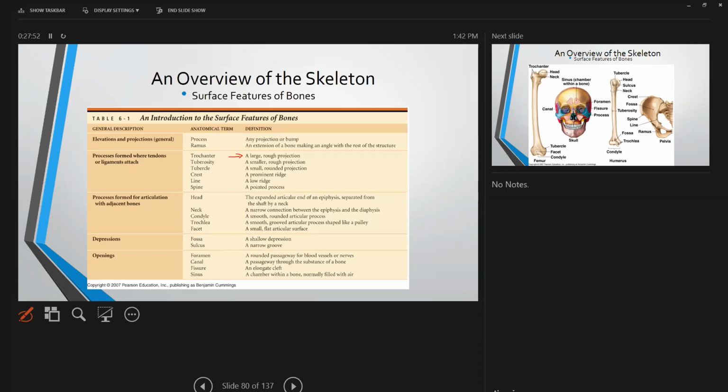So I don't know if this is anything that you really want to spend a lot of time on, but it is kind of interesting where we see these foramen, which is a rounded passage for blood vessels or nerves, a fissure, which is an elongated cleft, and the sinus, a chamber within a bone, normally filled with air. The facet, the small, flat articular surface. So I think these are of fairly decent yield for actual practice, but for testing purposes, we're not going to see a lot of this.